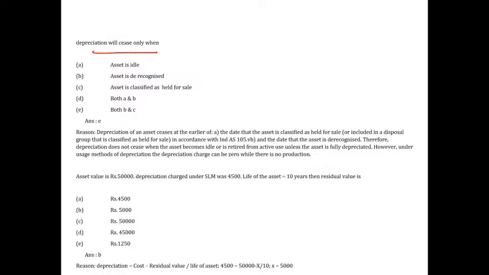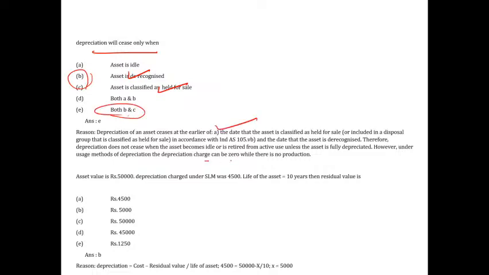Unless you say that this asset is not at all useful, I am going to sell it. This asset has been kept aside. All right. At that point, I don't want this asset in my books, I'm just going to strike it out. Then in these two scenarios, I will not be charging depreciation. I'll stop charging depreciation. So the answer here is asset is derecognized and asset is classified as held for sale. So both B and C would be your answer.